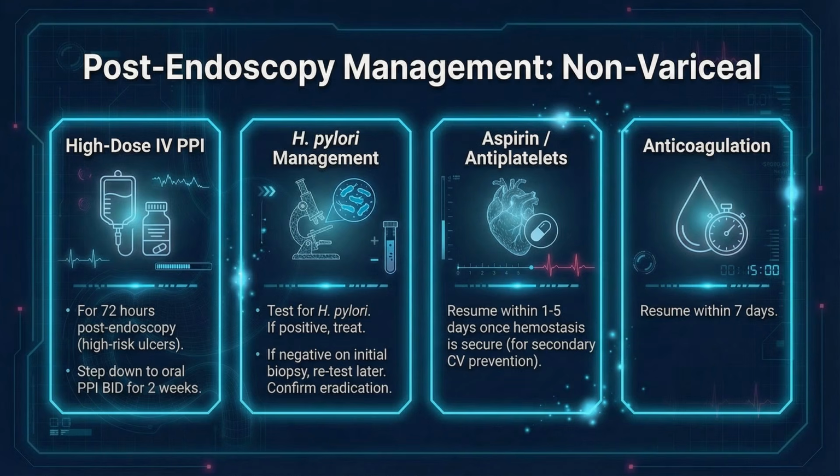After successful endoscopic hemostasis for a high-risk non-variceal bleed, the patient should receive a high-dose intravenous PPI infusion for 72 hours. Afterwards, they should be stepped down to an oral PPI twice daily for 2 weeks. It is critical to test for H. pylori. If positive, treat it. If the initial biopsy is negative, you should retest later, as false negatives can occur in the setting of acute bleeding. Always confirm eradication after treatment.